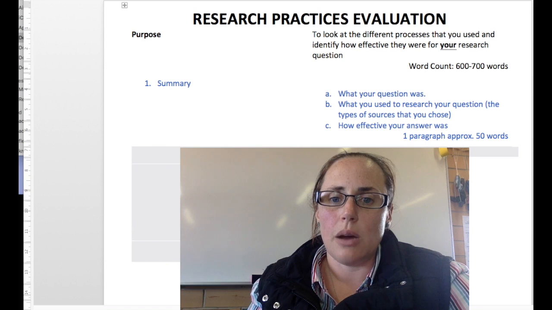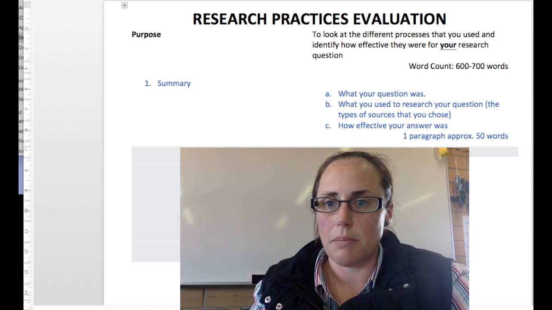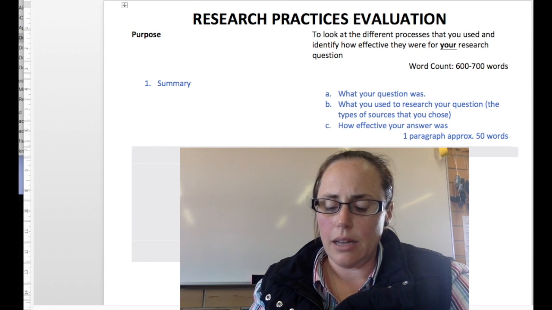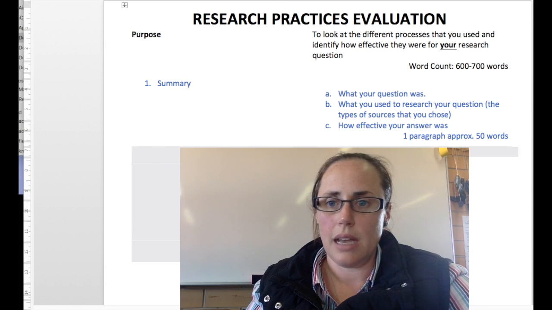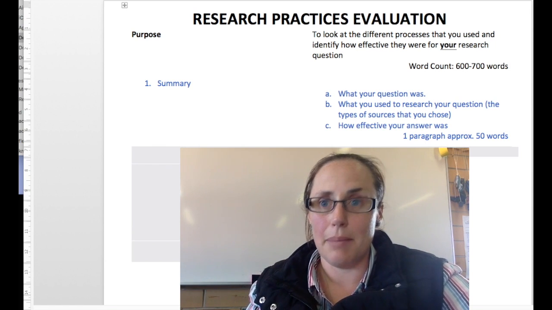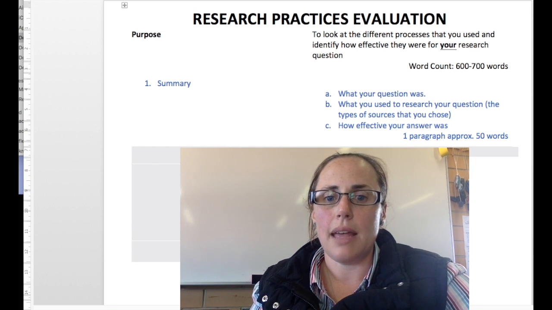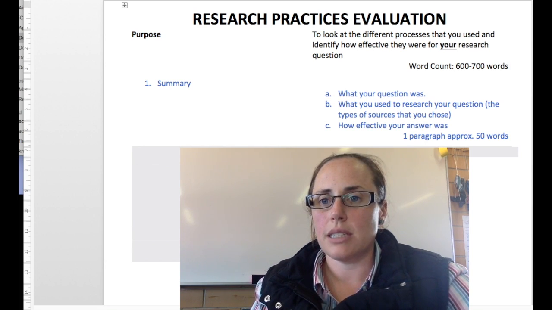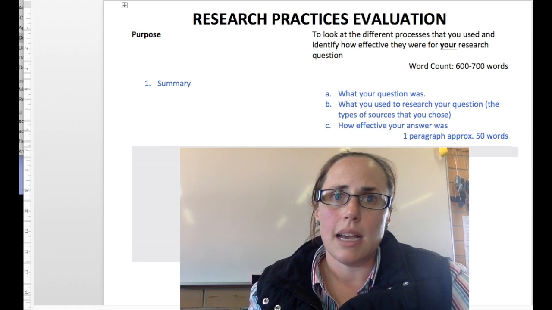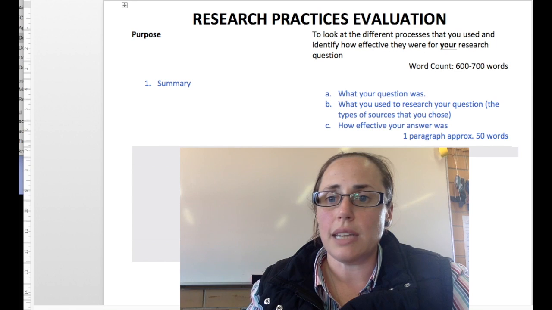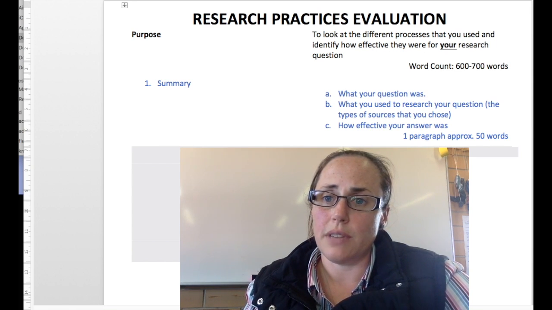What did you use to do your research? In order to complete my research, I looked at a manual for my car. I also interviewed my grandfather and I searched blogs for car makers. That is the different types of sources that you used. And then how effective was your answer is something like, I was able to answer most of my key findings. These were answered using evidence that I found using my sources, which means that I was pretty effective in answering my question.